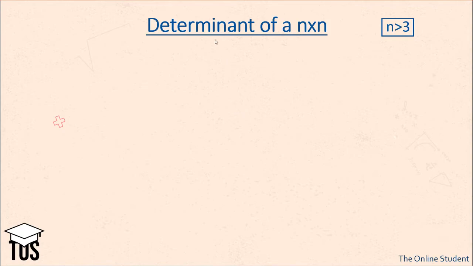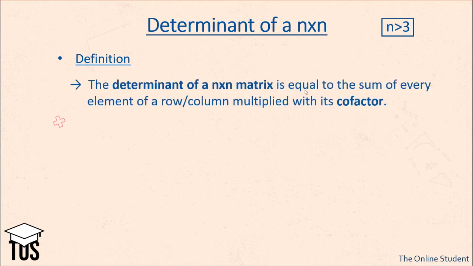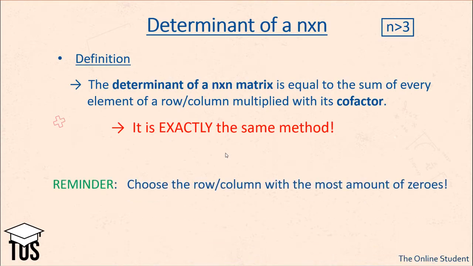Now let's have a look at a determinant of an n×n matrix where n is greater than 3. The determinant of an n×n matrix is equal to the sum of every element of a row or column multiplied with its cofactor. As you can tell, it is exactly the same method. But keep in mind, choose the row or column with the most amount of zeros, because it makes it really easy.